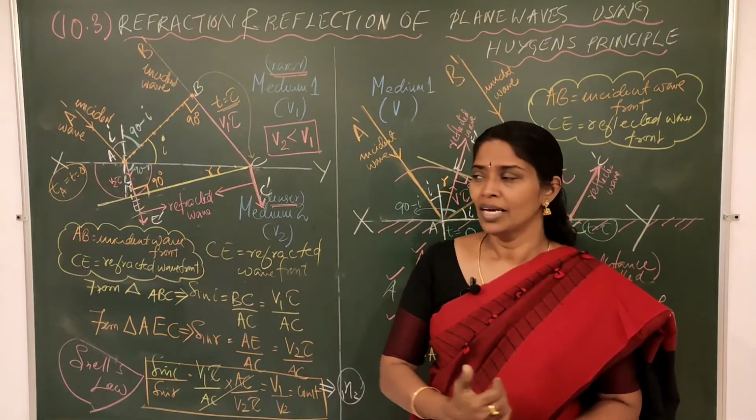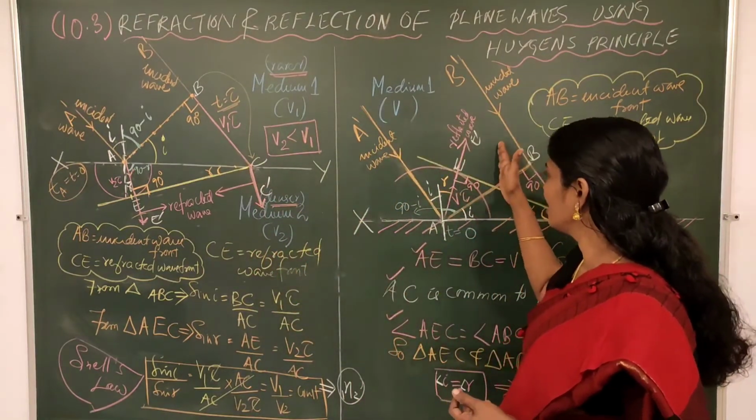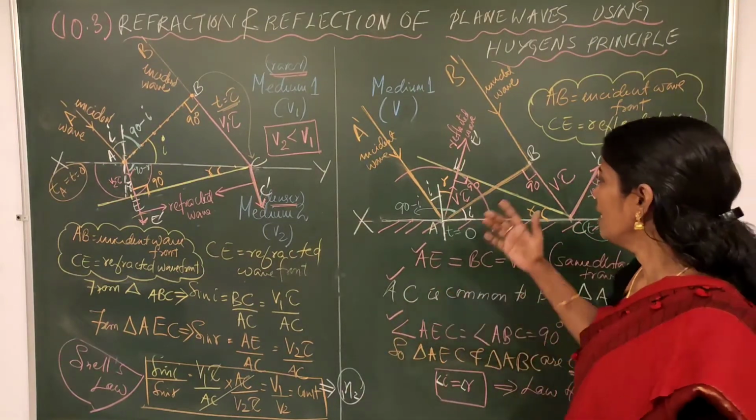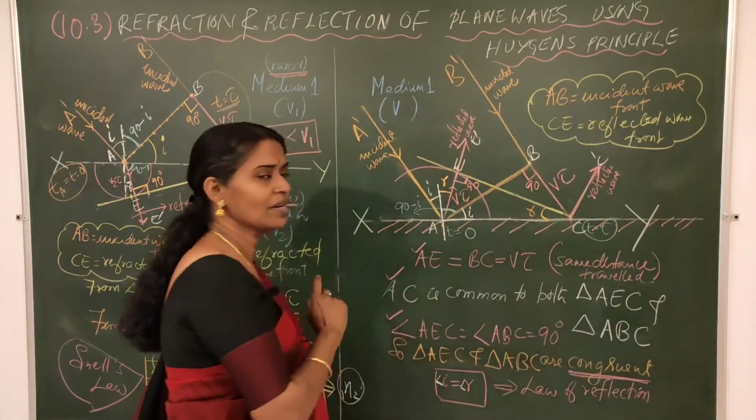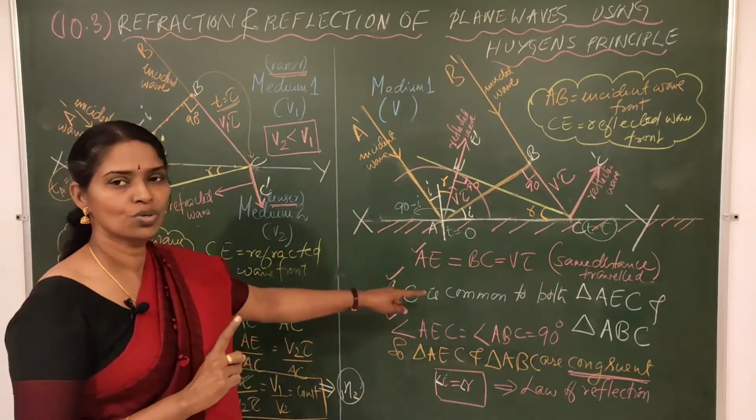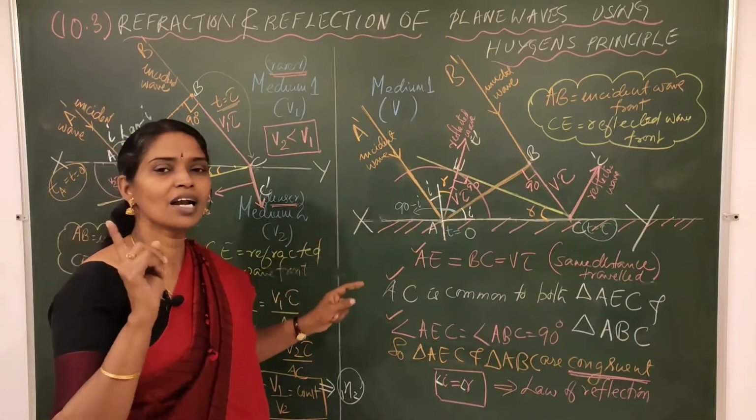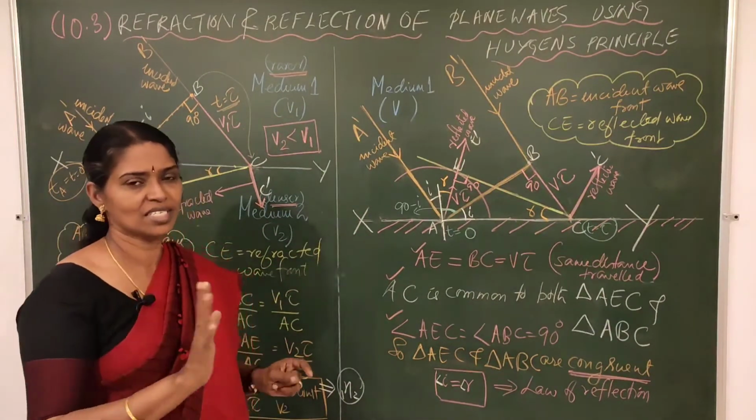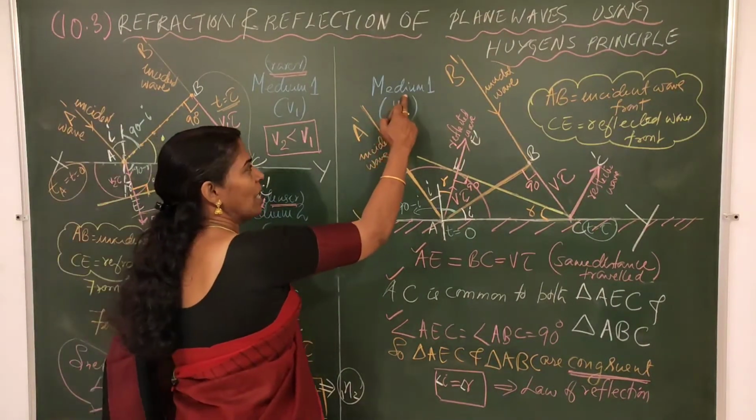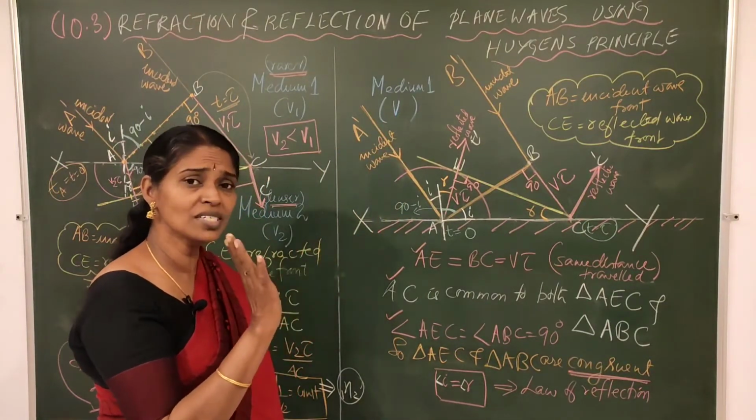Clear? If this part is clear, you can just understand this, need not explain. But still I'll explain. Now look at this. What is happening? Here you have only one medium. So what's the main difference between the two? Here you have two media because it is refraction. This is a single medium because it is reflection. That's the main thing. And one more thing, you have a medium whose velocity is v.